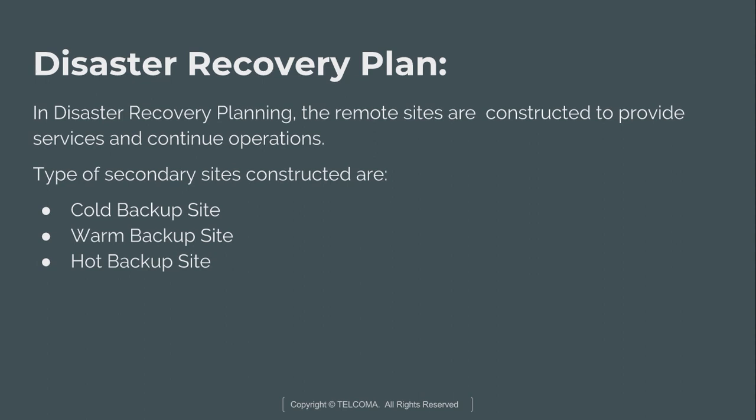Last one is hot backup site. Here it includes the recent backup data of the primary site and it is a duplicate copy of that primary site. So here it takes a few hours to bring it online or in working condition. So these are the secondary sites that are constructed by the big organizations in case of disaster.